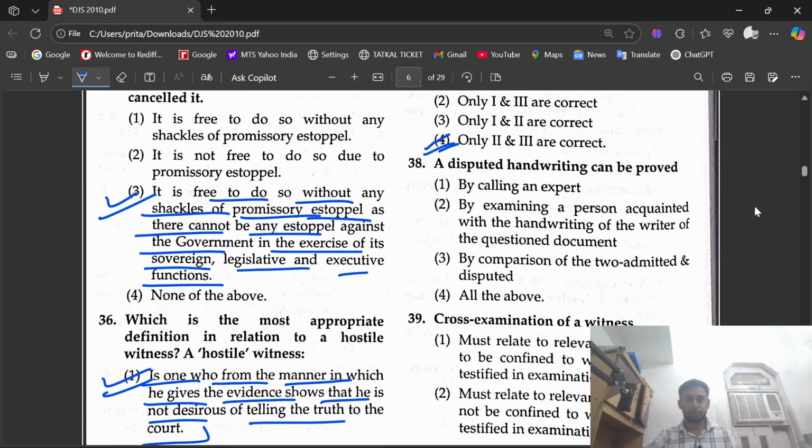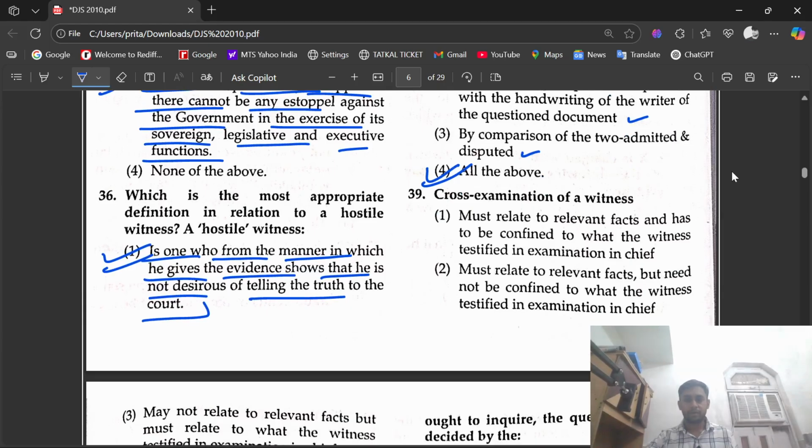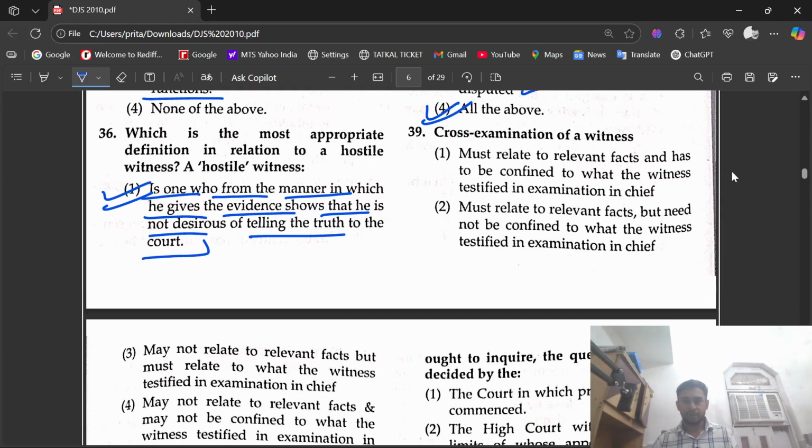Question number 38. A disputed handwriting can be proved by calling an expert, by examining a person acquainted with the handwriting of the writer of the questioned document, or by comparison of the two, admitted and disputed. The option is 4, that is all of the above. Question number 39. Cross-examination of a witness must relate to relevant facts but need not be confined to what the witness testified in examination in chief. The right option is second.